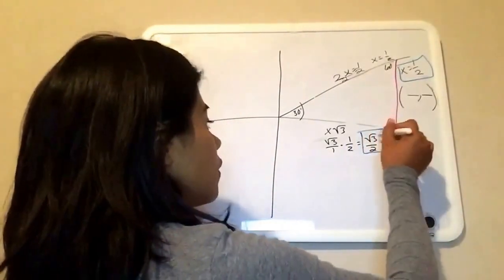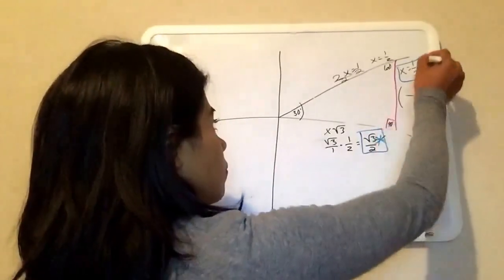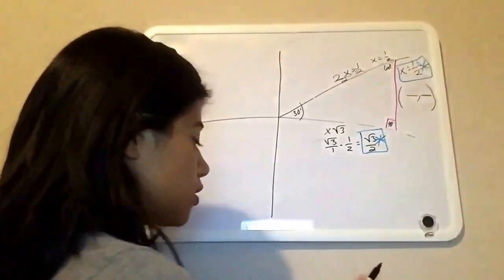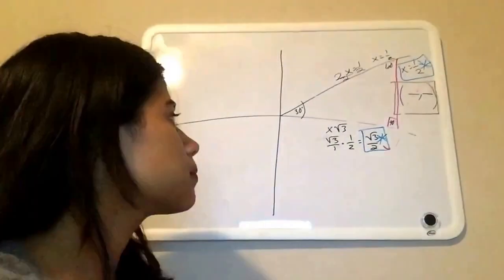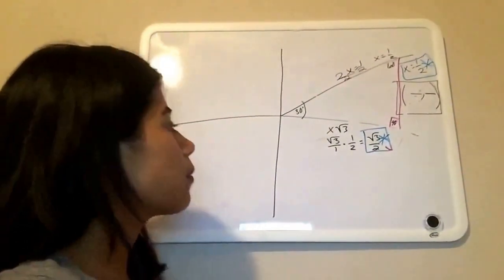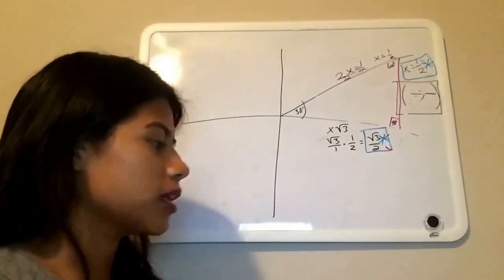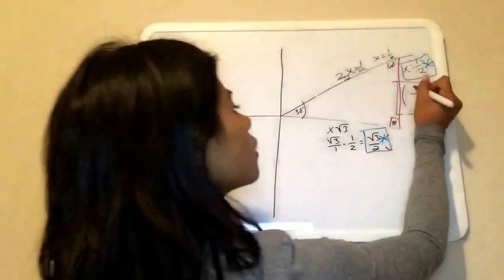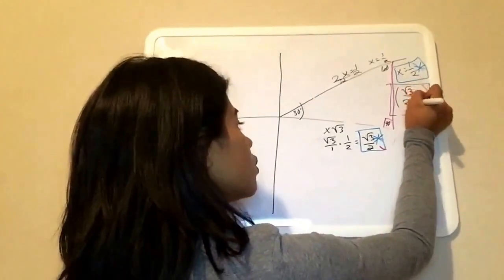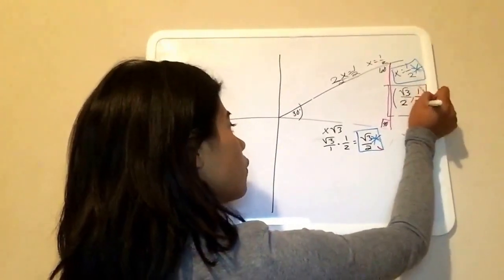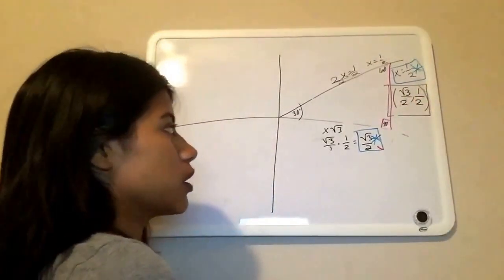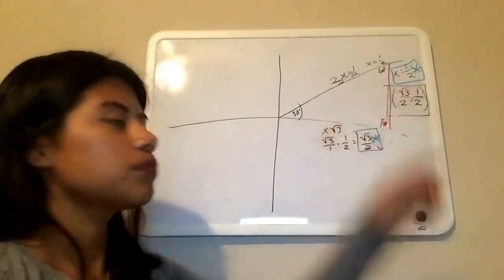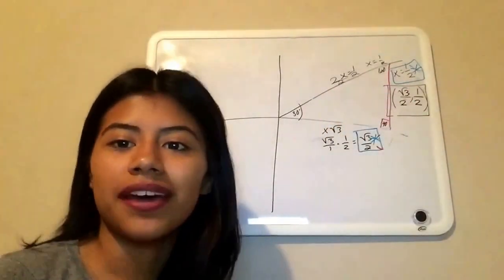And now that we have these two, which are very important because that's the answer to the cosine that we're missing, we get to plug them into the missing box. And it's radical 3 over 2, 1 over 2. And that's the cosine that we were missing for that angle. That's it. Thank you.